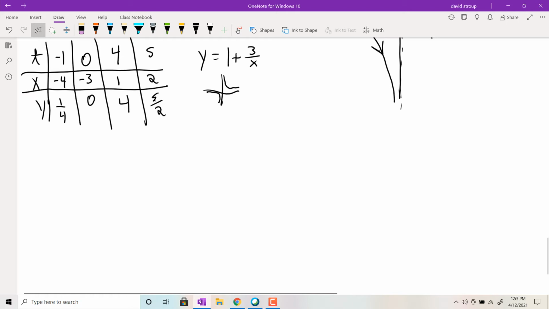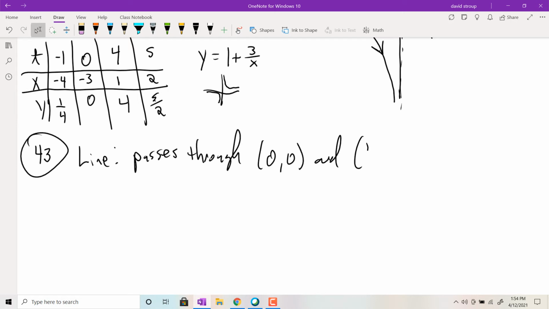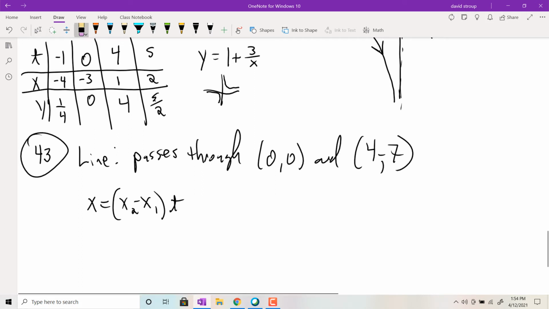Okay. Another thing that's really important is your ability to create the equation of a line given 2 points. That will come up again in Calc 3. So just for example, I picked 43, but I don't think it's a very good example. But we want a parametric equation of a line that passes through, in this case, the points 0, 0, and 4, -7. So the formula is always x equals x2 minus x1 t. I think in the video I use x sub 0 and x sub 1.